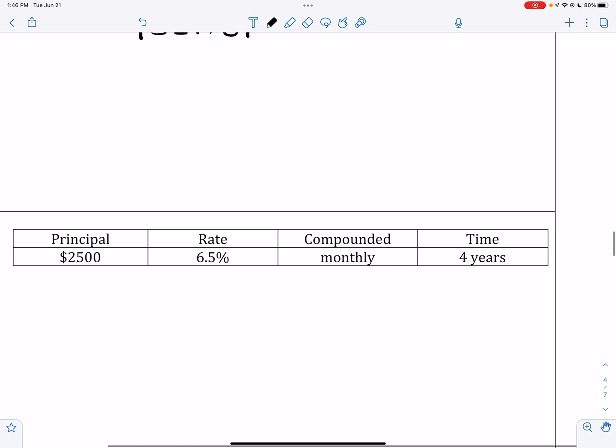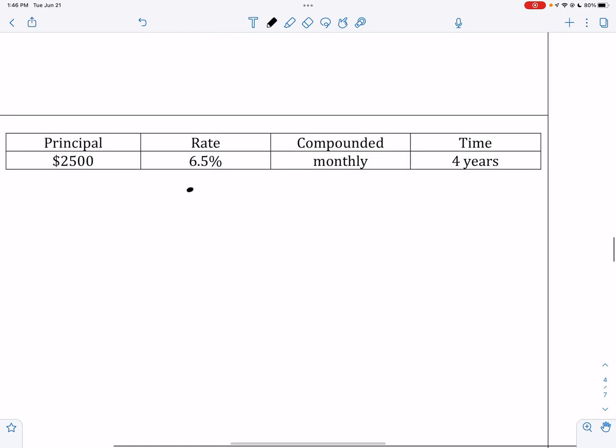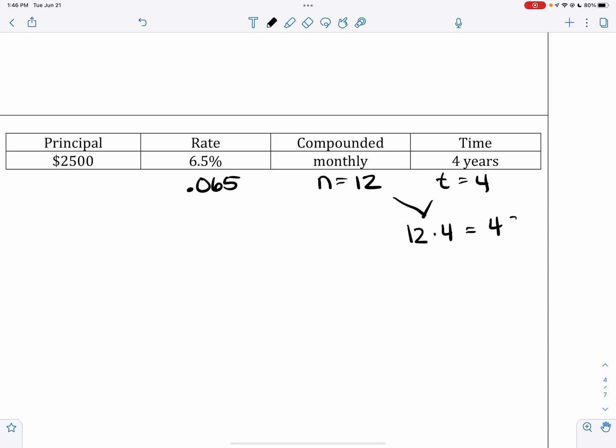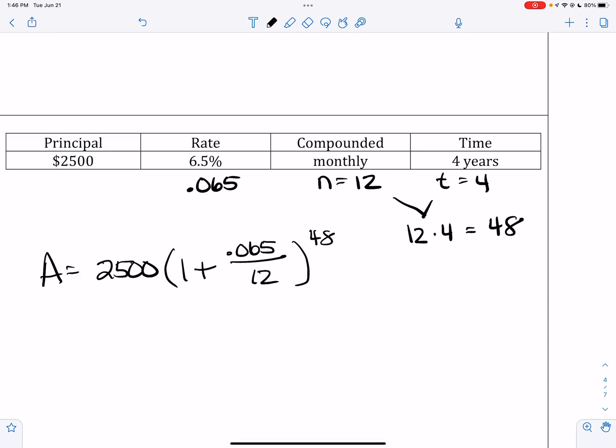All right, so let's try the next one. So 0.065, monthly is 12, time is 4. 12 times 4 gives me my 48. So A is 2,500, 1 plus 0.065 divided by 12 raised to the 48th power.